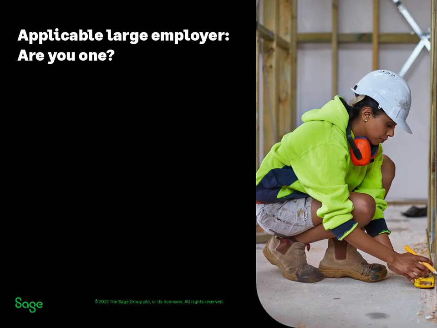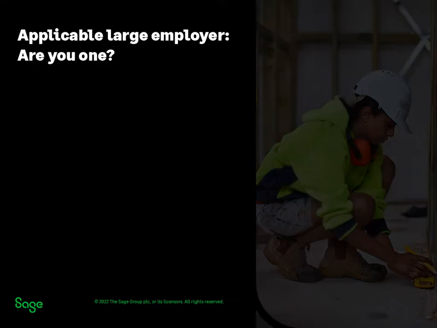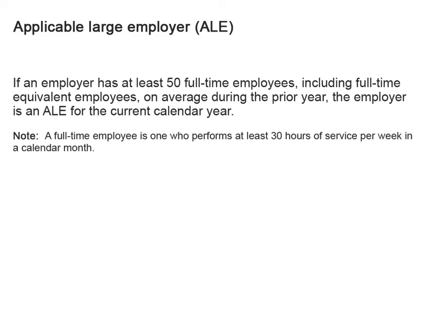What does an applicable large employer mean, and is your business one? According to the IRS, an applicable large employer, or an ALE, is one that employed at least 50 full-time employees or a combination of full-time and part-time employees that equals at least 50 during the preceding calendar year. For the purpose of the Affordable Care Act, a full-time employee is one who performs at least 30 hours of service per week in a calendar month.